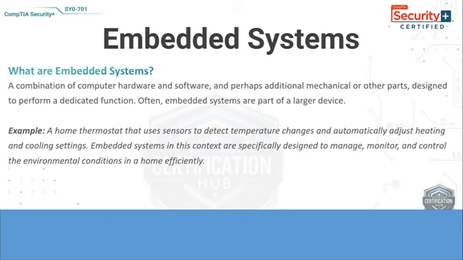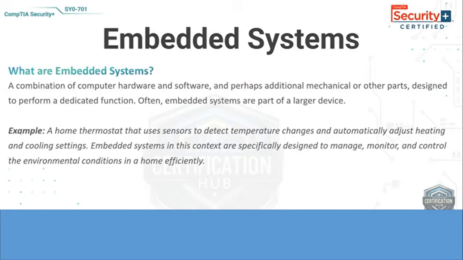Very important, which is called embedded system. Embedded system is what? Most of the examples you can see in your house: in a digital watch we have an embedded system, in a microwave we have an embedded system, in a washing machine we have an embedded system. You can say it's a combination of computer hardware and software and perhaps additional mechanical or other parts designed to perform a dedicated function.